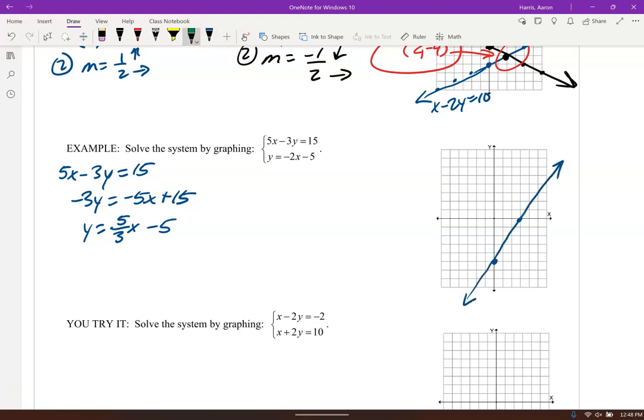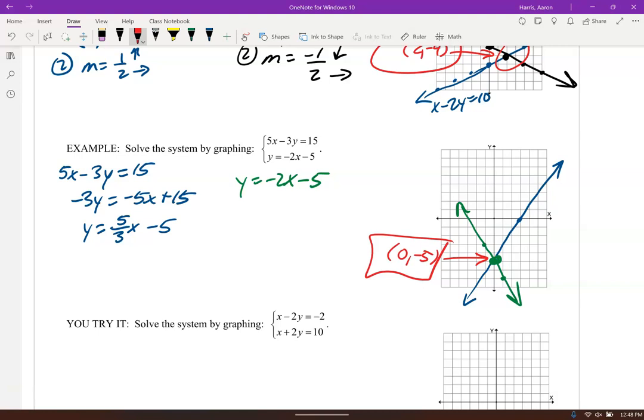There's the first one. This one, the nice thing is this is already solved for. Y-intercept at -5. Oh, they hit right there. Down 2, right 1. The slope is -2. There's the green one. So where do they cross? Looks like they cross right there at 0, -5.